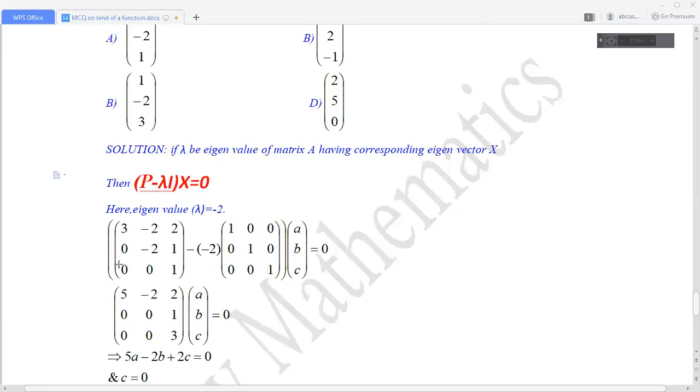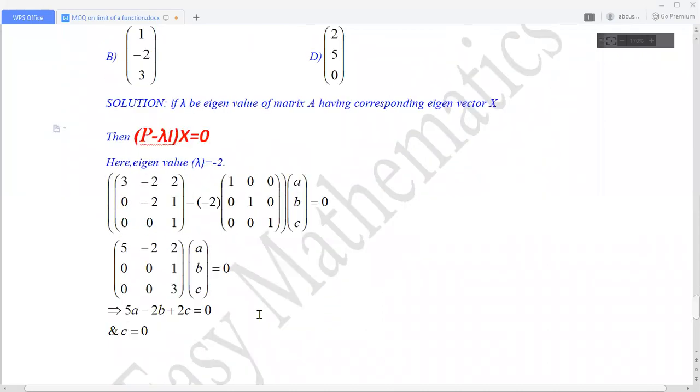After adding these two matrices, we will obtain this result. Then we multiply this result by the eigenvector. Here it is simple matrix multiplication. Let me go ahead.